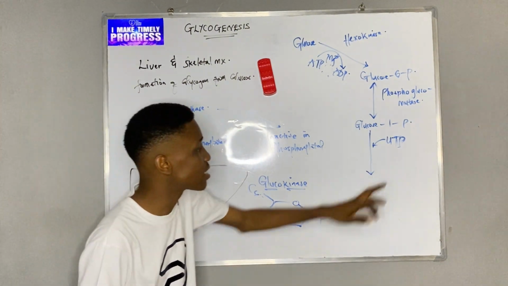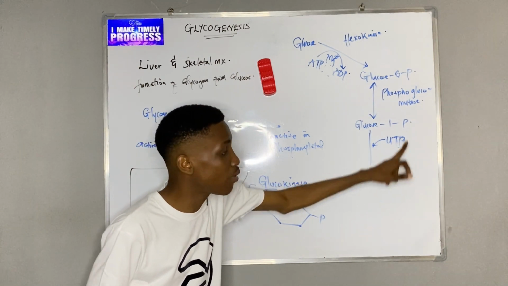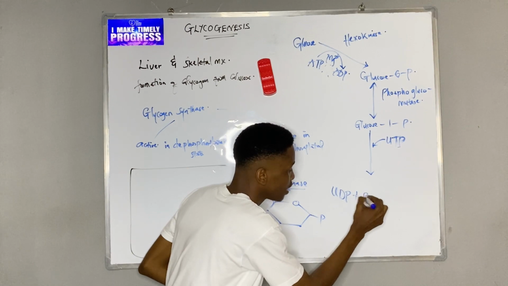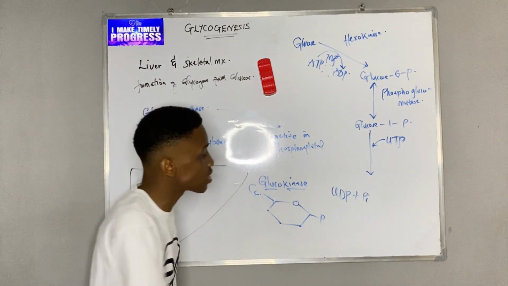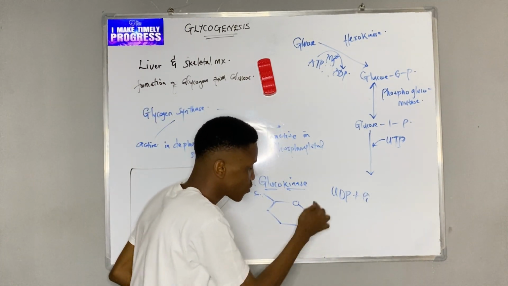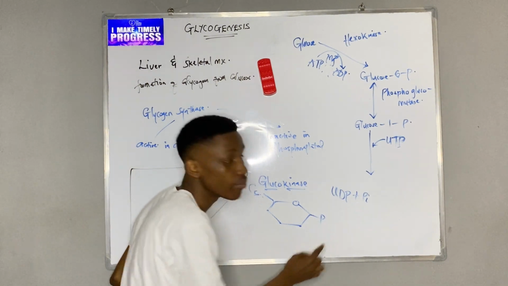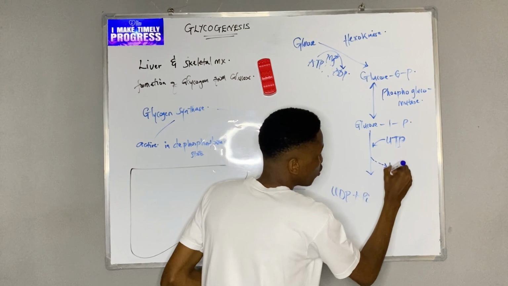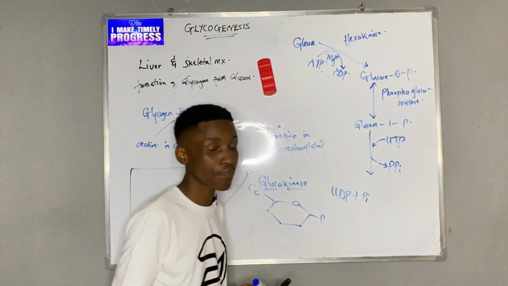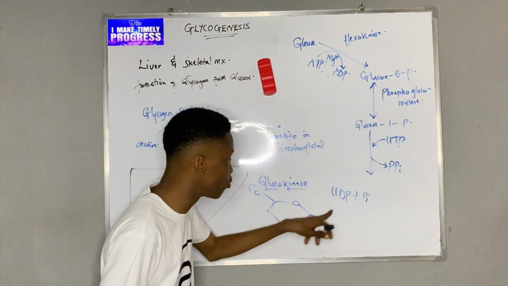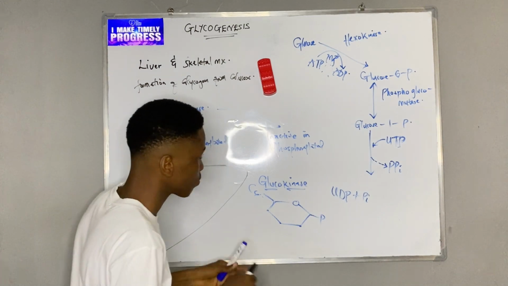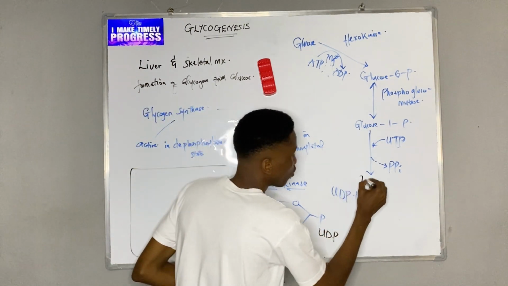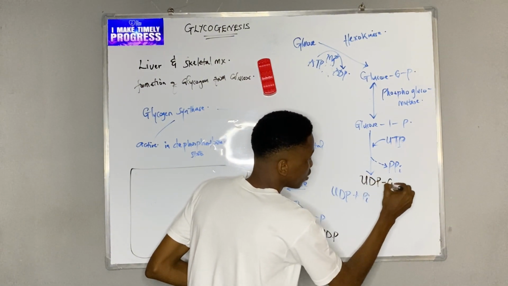What this guy does is that it will split, it will hydrolyze to give me UDP and Pi, inorganic phosphate. The inorganic phosphate plus this other phosphate, it will break this bond. Two of them will now form something we call pyrophosphate, PPi. And then the UDP will replace. So the UDP will come in here instead. And what I'm forming will be called UDP glucose.